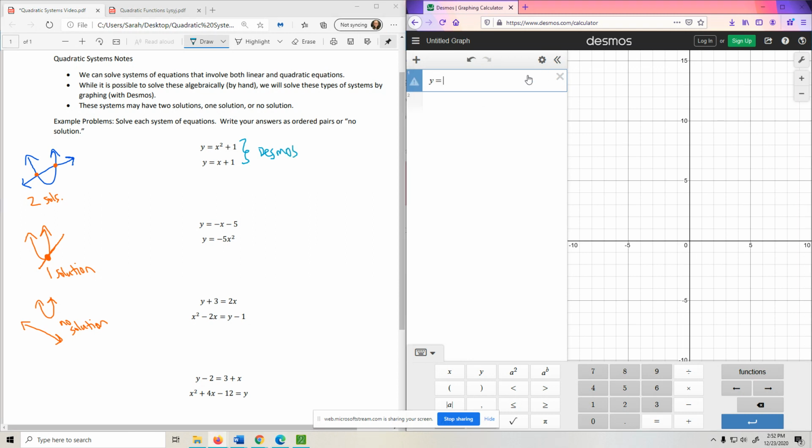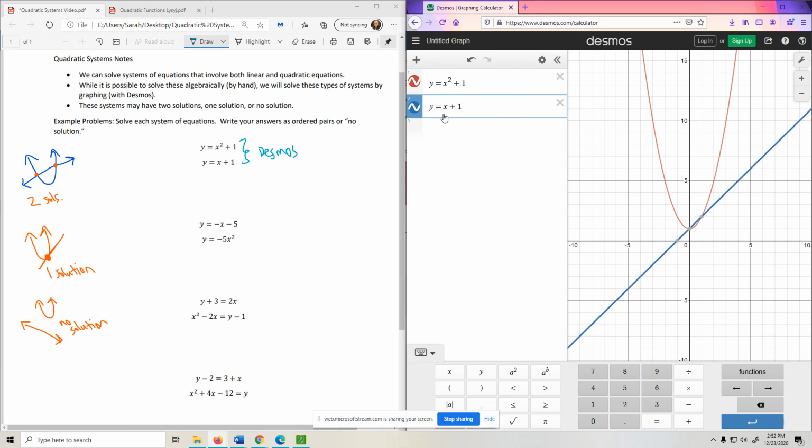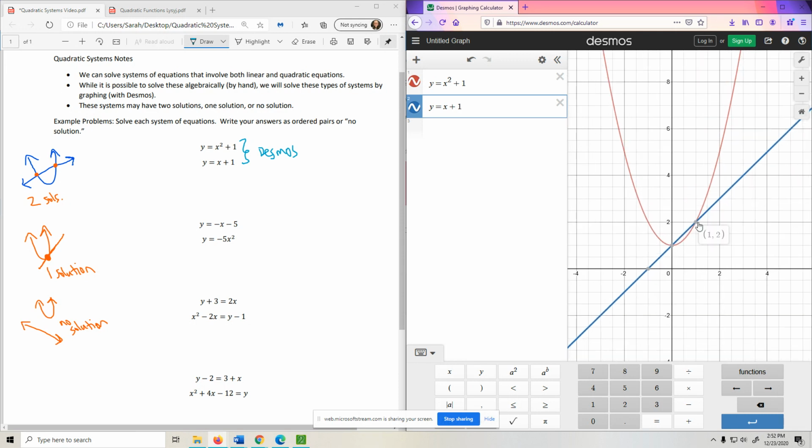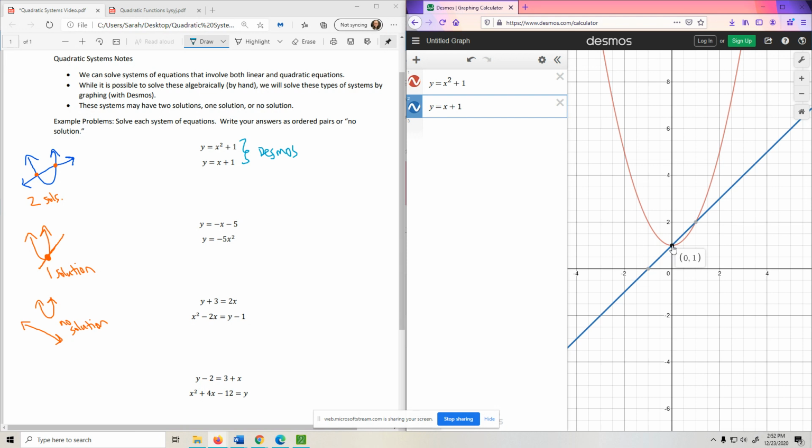First one is y equals x squared plus 1. It's a parabola like I was expecting. The other one is just y equals x plus 1. The nice thing about Desmos, and I'm going to zoom in a little bit here, is that it highlights some of the important places with these gray dots. The ones we care about are where the graphs cross, which is this one right here at (0, 1), and this one right here at (1, 2). So our answers for number 1 are the points (0, 1) and (1, 2) as ordered pairs, just like that.